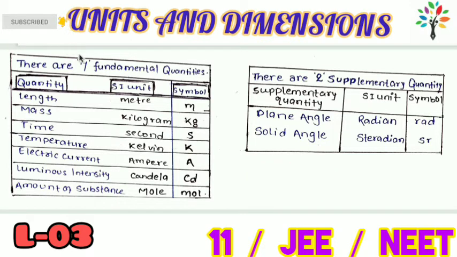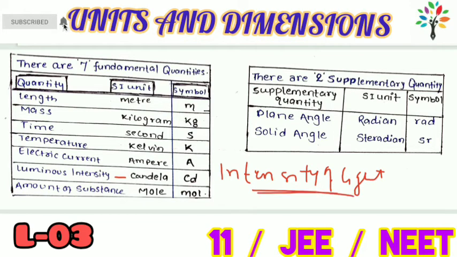Now the next fundamental quantity is luminous intensity. Luminous intensity means intensity of light, about which we study in the optics chapter of class 12th, and its unit is candela. The short form is cd.